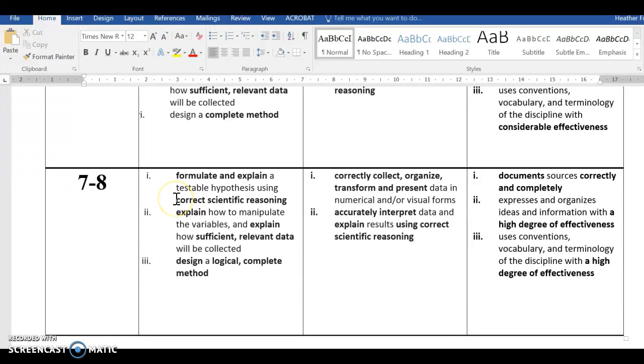So what will that mean? Well, first of all, we're going to make a prediction. What do we expect is going to happen to current when we make changes to the potential difference? And secondly, we're going to explain it using correct scientific reasoning.